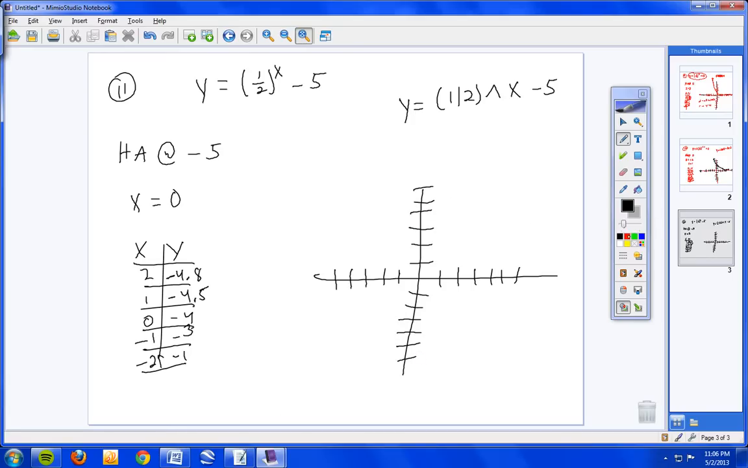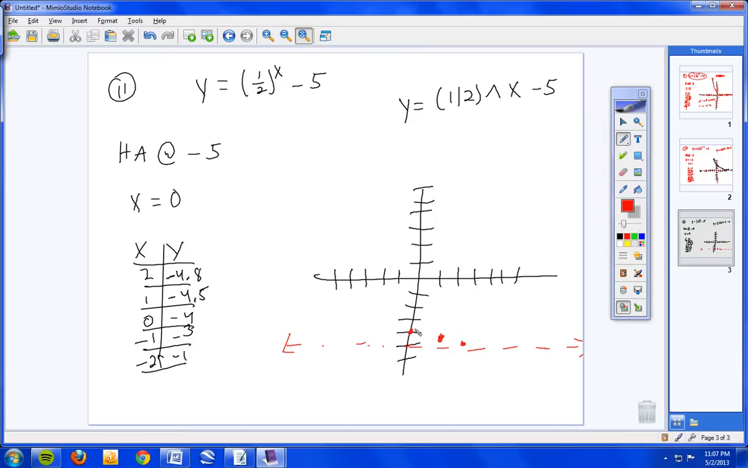Alright, and let's see what we got here real quick. Horizontal asymptote is at negative 5. 1, 2, 3, 4, 5. So there's my horizontal asymptote at negative 5 going across. And let's see. 2 would be at negative 4.8. 1 is at negative 4.5. 0 is at negative 4.